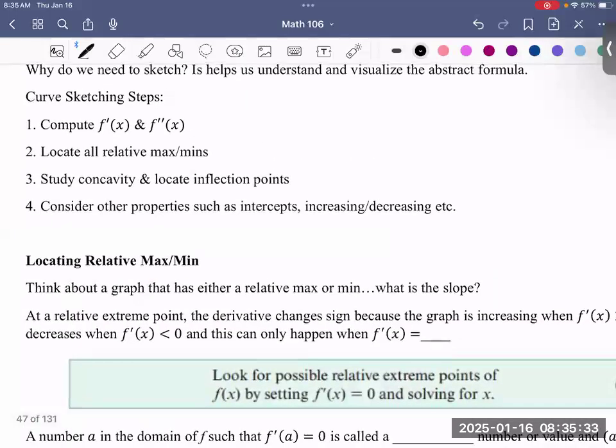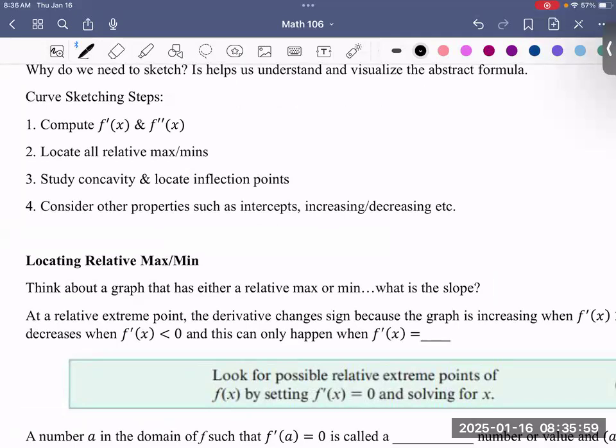Now, when it comes to your steps, we have these 4 steps. One is to compute your first and second derivatives. Then you can locate all your maxes and mins. Then you can study your concavity and locate any inflection points. And lastly, we consider all other properties such as intercepts, increasing or decreasing, and so forth. So that's what we should be able to do at the end of this section.